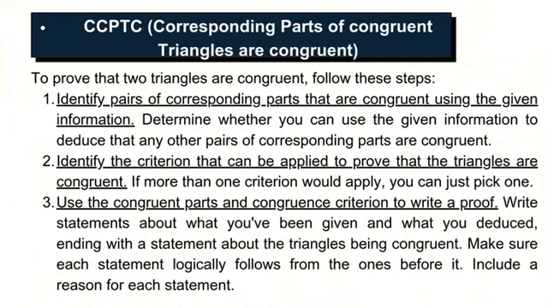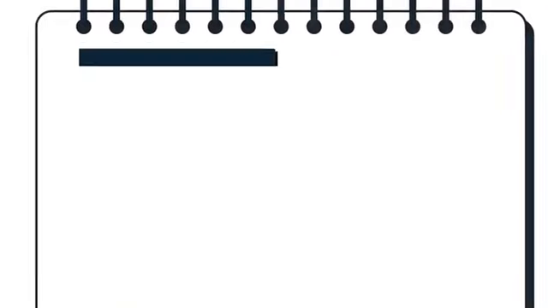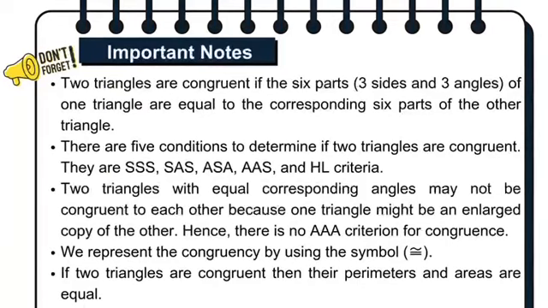In this part, we need to consider every possible reason that we can use to conclude that two triangles are congruent. These are the important notes that we need to consider. Two triangles are congruent if the 6 parts, 3 sides and 3 angles, of one triangle are equal to the corresponding 6 parts of the other triangle.